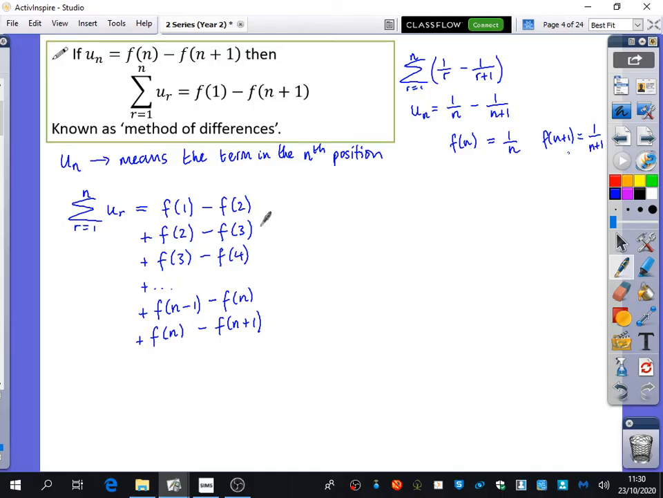Now if you see all of these things that we've got here, it becomes really clear to see that the f of 2 and the f of 2 here, they cancel. These cancel. Those would have cancelled, those would have cancelled, and that cancels. So you can see now how it's coming up with that we have f of 1 minus f of n plus 1.